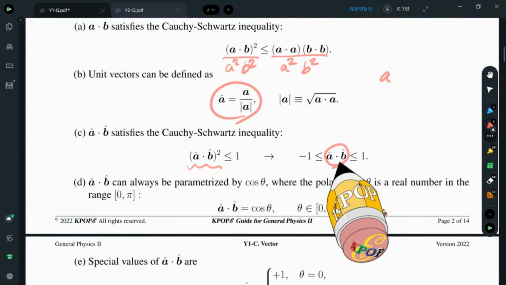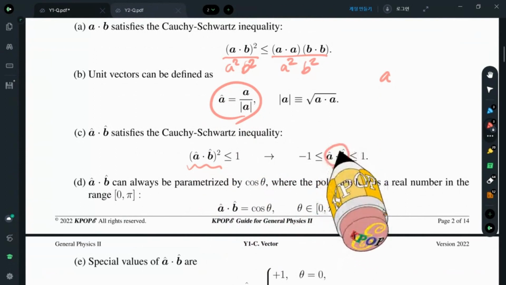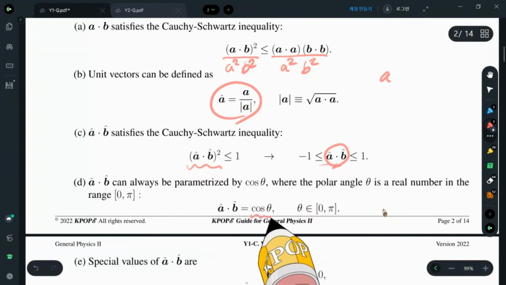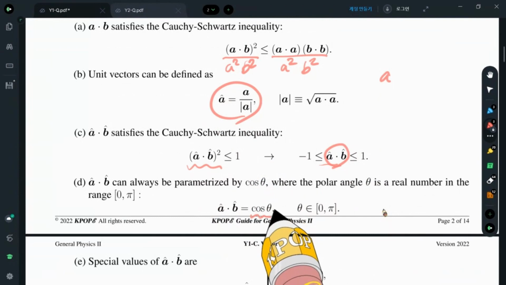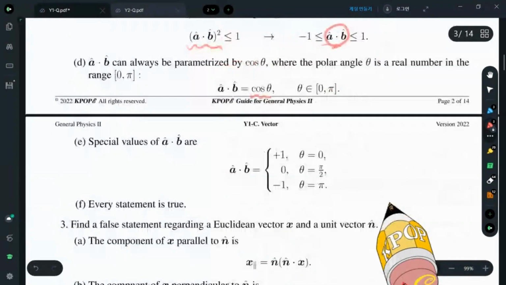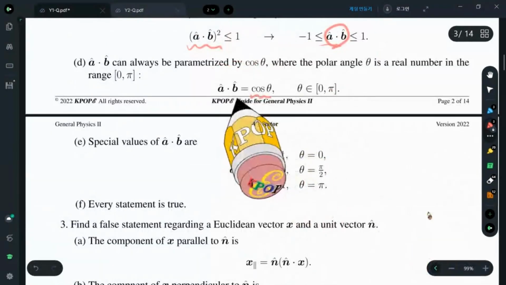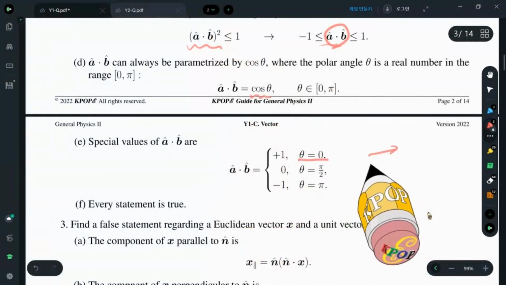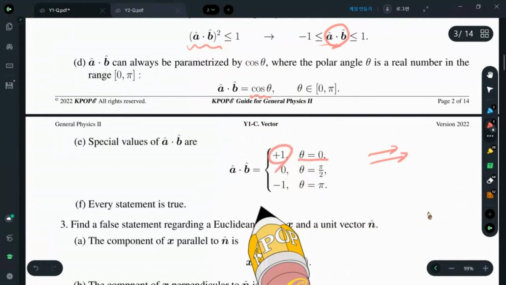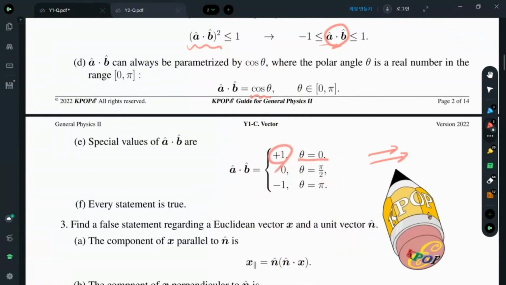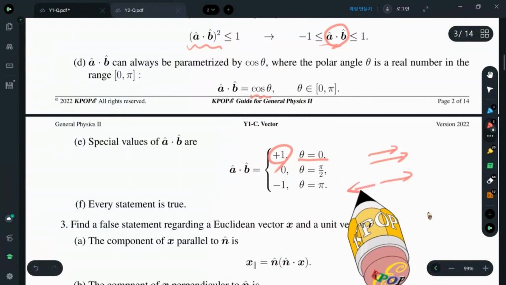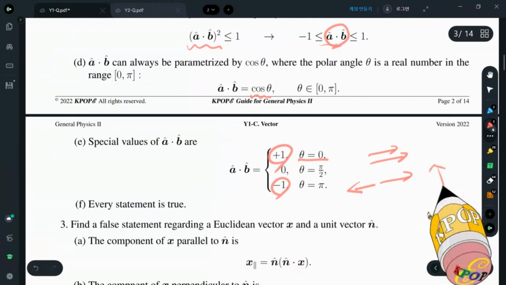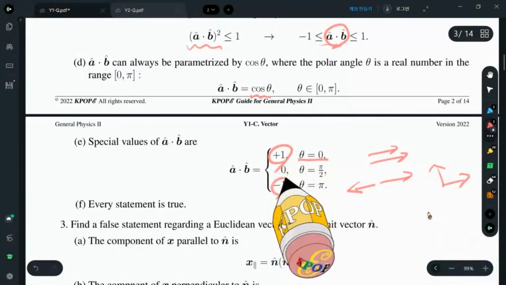The parameterization for this scalar product between two unit vectors is conveniently chosen as cosine theta, where theta is the angle between the two vectors. Special values for this cosine theta: when they are parallel, theta is 0, cosine 0 is 1, and if they are anti-parallel, then cosine becomes -1, and if they are perpendicular to each other, cosine becomes 0.